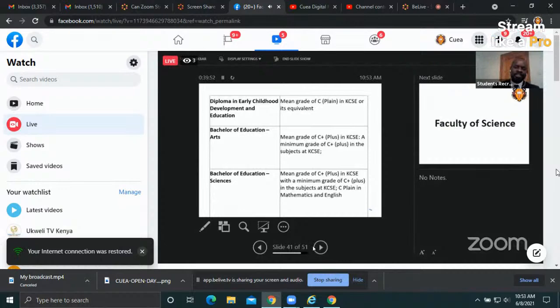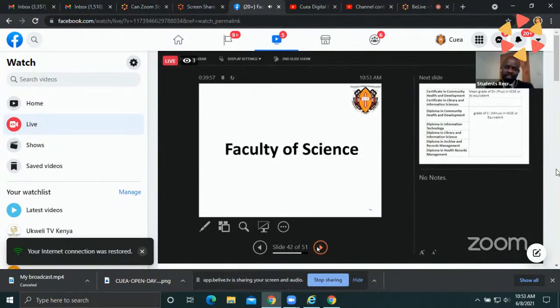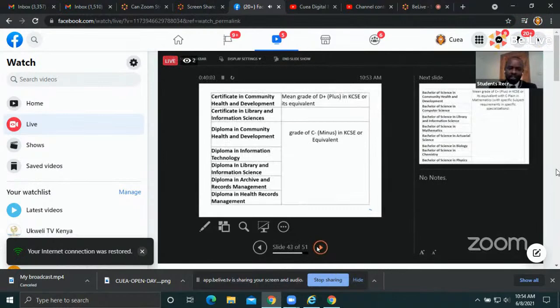The next faculty that we have is the Faculty of Science. And in the Faculty of Science, we have several certificate programs. That is Certificate in Community Health and Development and Certificate in Library and Information Science. The certificate programs, we admit students with D+ in KCSE or its equivalent. When we talk of equivalence, we are talking about students who have done year 11 or have done IGCSE. They should have at least 4 credits in their program. Then we also have Diploma in Community Health and Development.